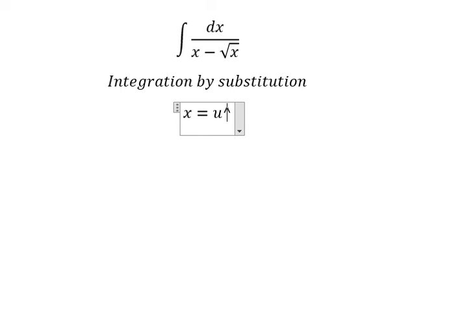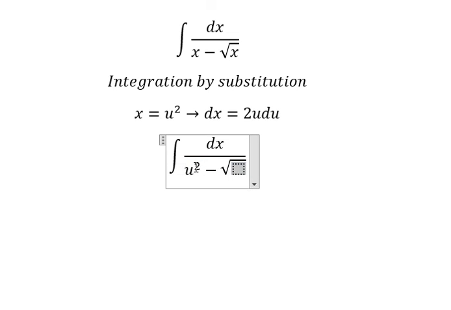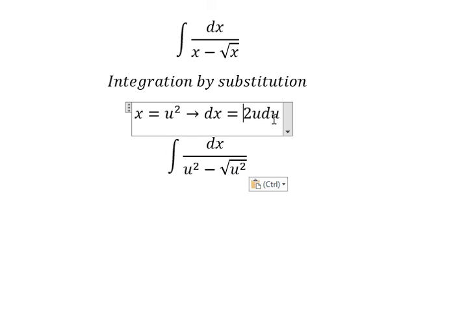equals u squared because I want to cancel the square root. That's why I need to put u squared in here. Next, we take the first derivative of both sides, and you get 2u du. This one we put in here, and here the s we change to this one.